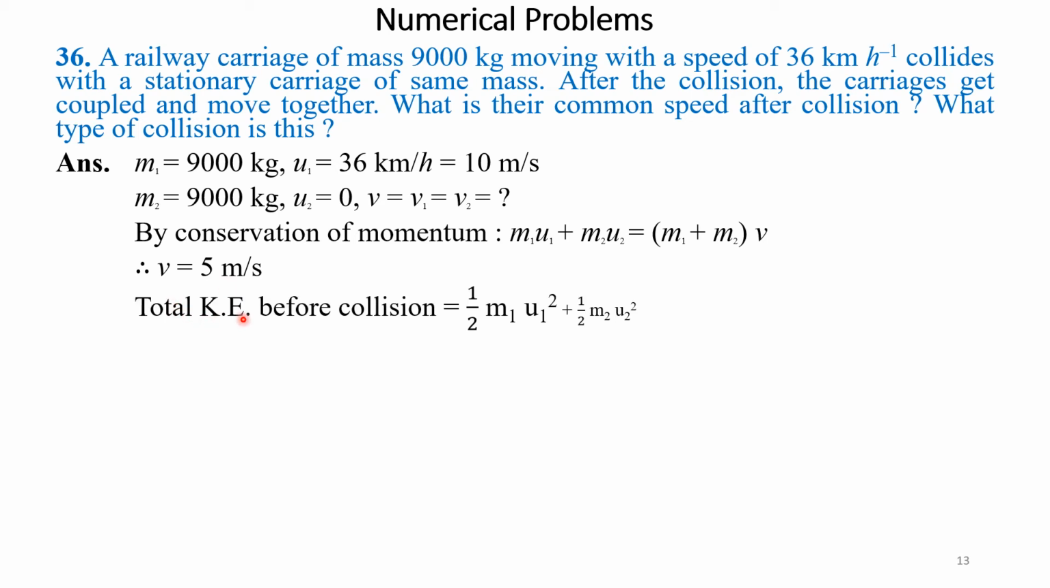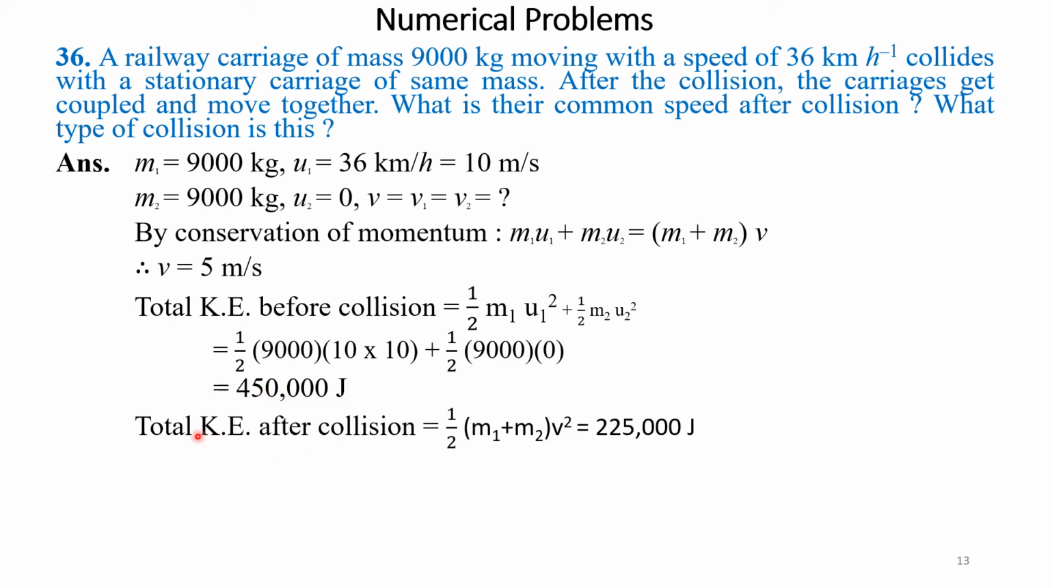Therefore, the total kinetic energy before collision is half of m1 u1 square plus half of m2 u2 square. Since u2 is 0, the second term becomes 0. Therefore, it is half of 9000 into 10 into 10. So that is equal to 450,000 joules. And after collision, the total kinetic energy is equal to half of m1 plus m2 into v square.